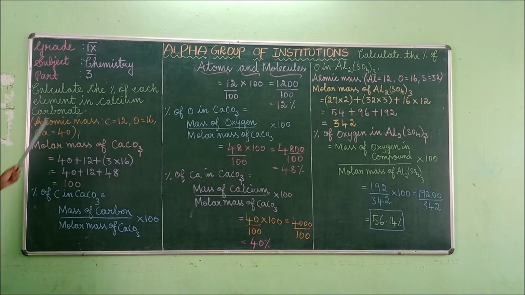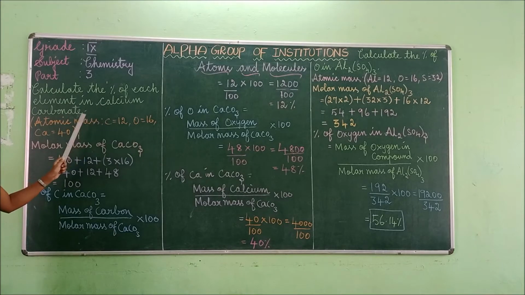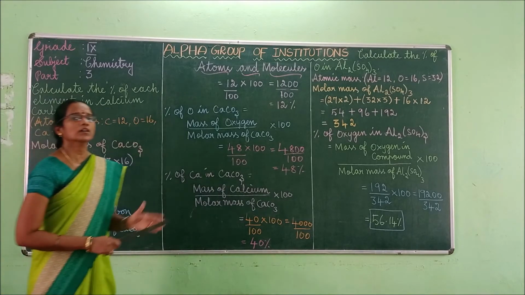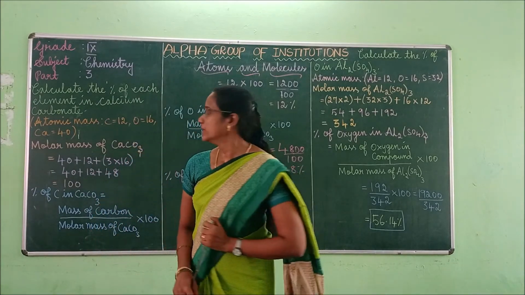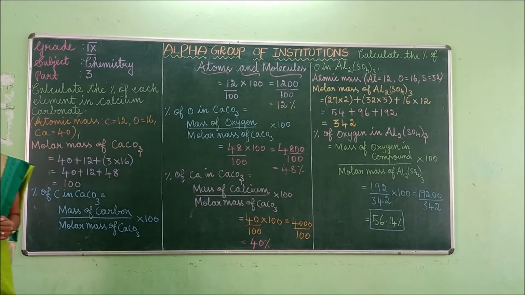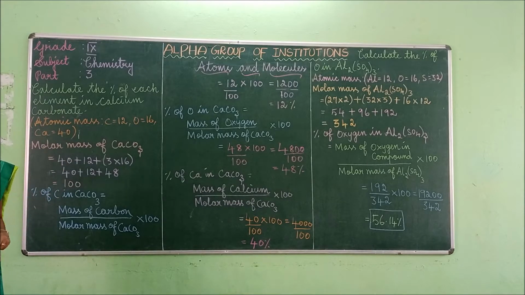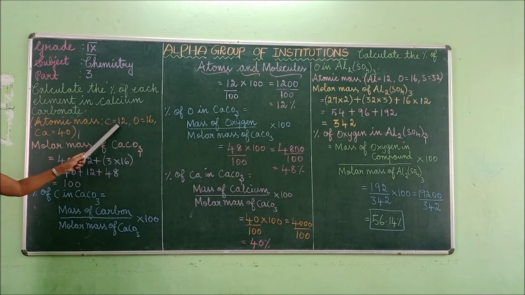I repeat the question. Calculate the percentage of each element in calcium carbonate. First, you should know the formula of calcium carbonate. So it is CaCO3. CaCO3 is calcium carbonate. At the same time, the atomic mass is given in the question itself: carbon is equal to 12, oxygen is 16, and for calcium it is 40. This is given in the question itself, right?